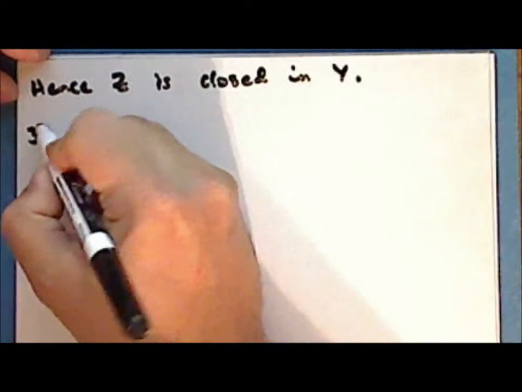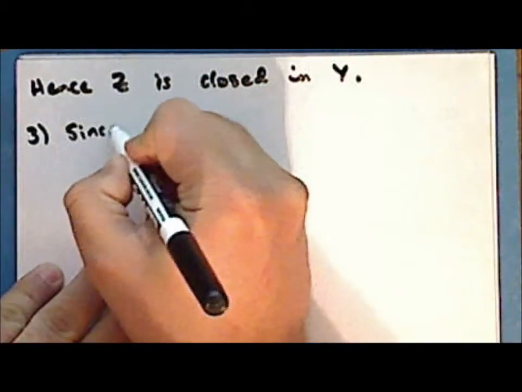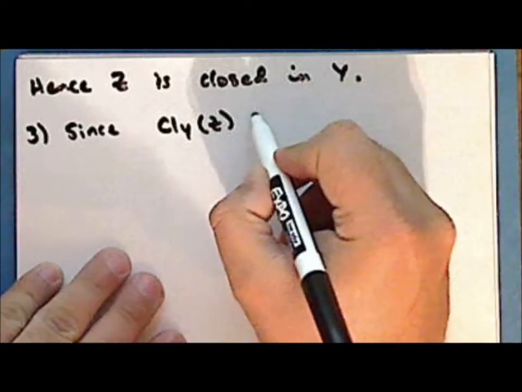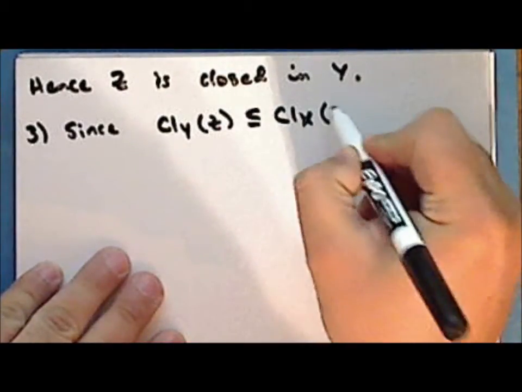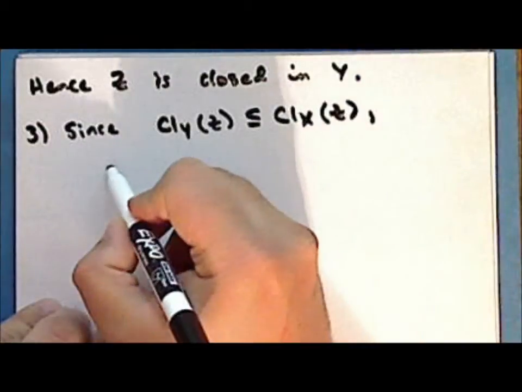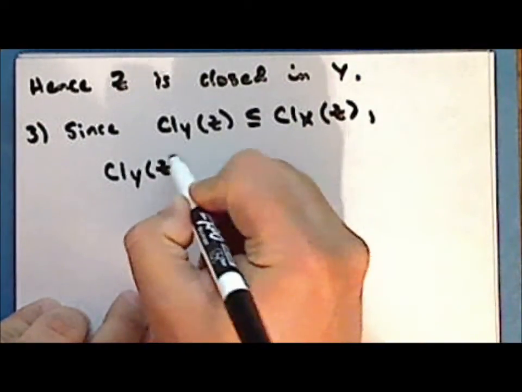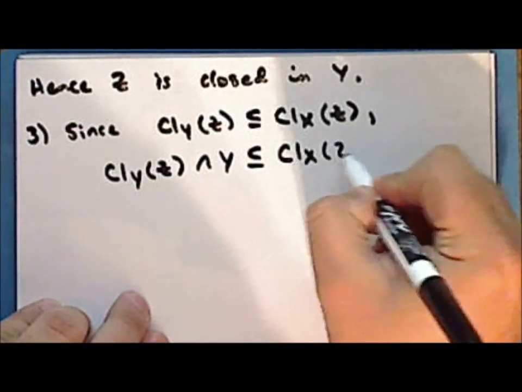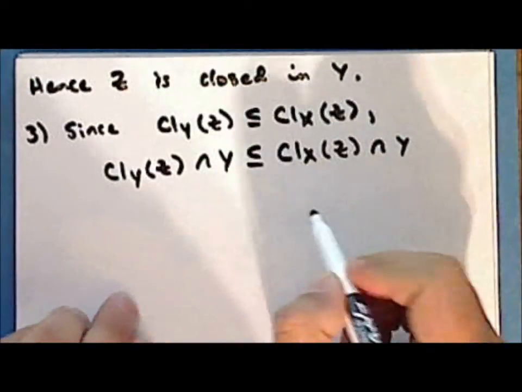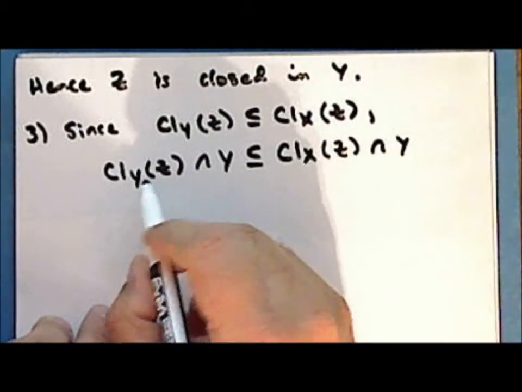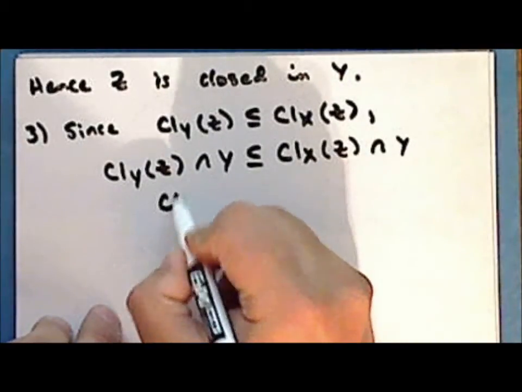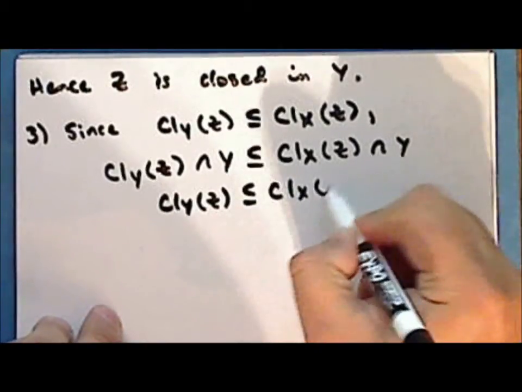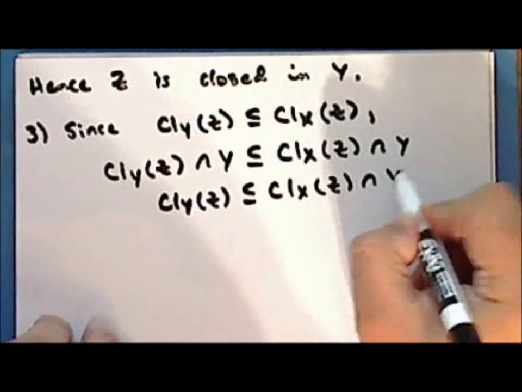Okay, third statement. Since the closure of Z in Y is a subset of the closure of Z in X, we have that the intersection of the closure of Z in Y with Y is a subset of the intersection of the closure of Z in X intersected with Y. Now, the intersection of the closure of Z in Y with Y is the closure of Z in Y, and this is a subset of the intersection of the closure of Z in X with Y.